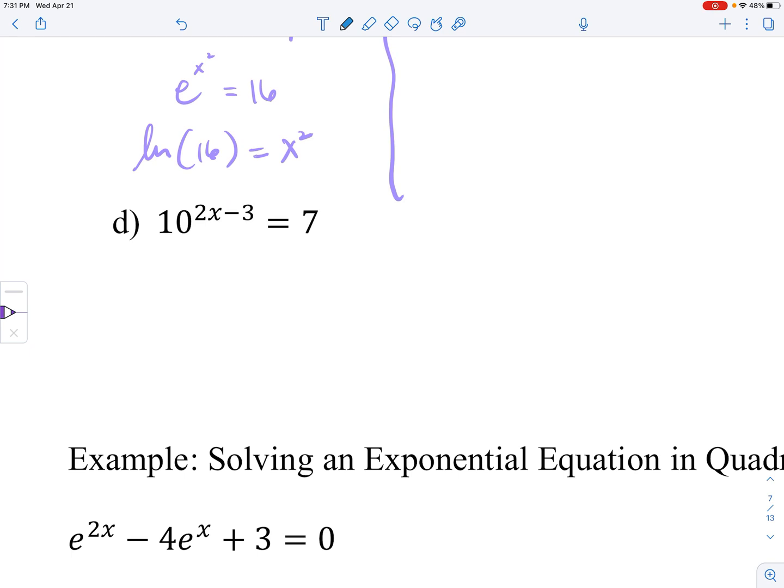Okay, and then 10 to the 2x minus 3 power equals 7. So that would be log base 10, which I can just write as log, of 7 equals 2x minus 3. And then thinking about adding 3 and dividing by 2.